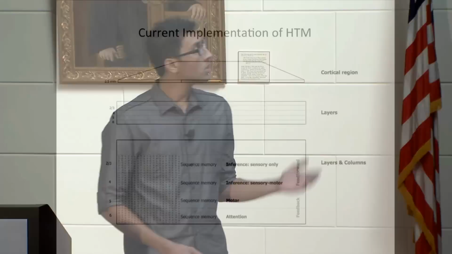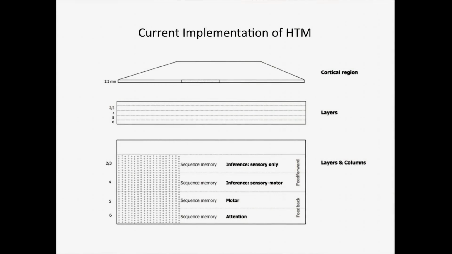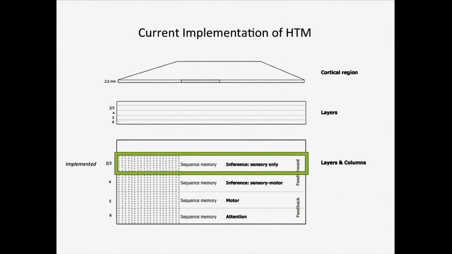Let's start with a little bit of review. So of the HTM theory, the theory we've so far implemented and commercially tested is layer 2/3, which is the sensory inference sequence memory layer. So with this piece of HTM, we can do a lot of really cool things. I'll show you a couple of those things soon.